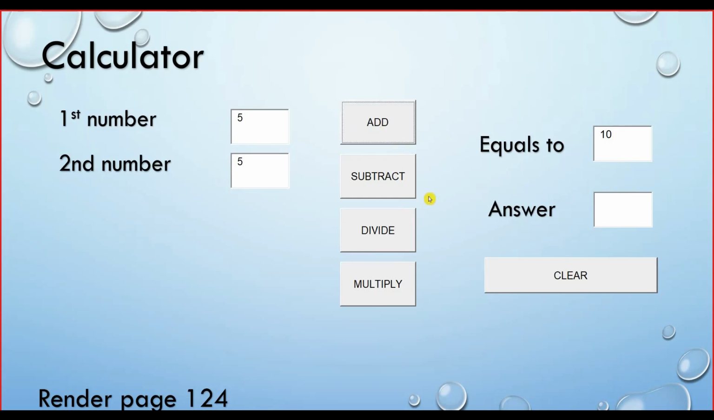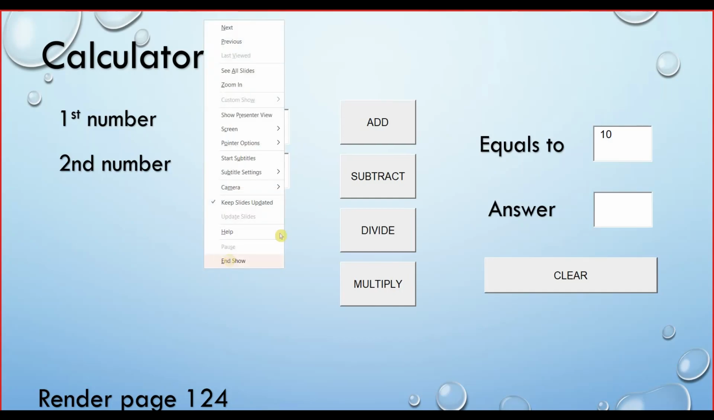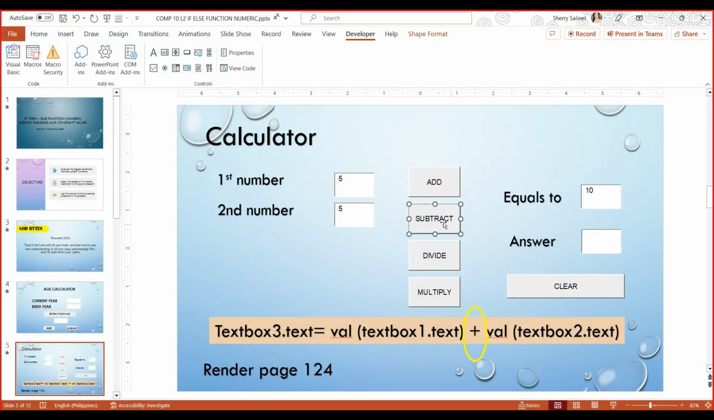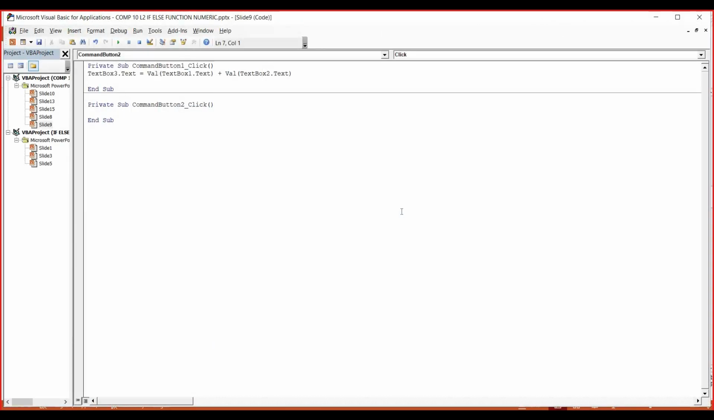What if subtraction naman? Ano pong symbol pag ginagamit ng subtraction? What is our symbol used when we do subtraction? Minus sign po. The minus sign. Or simply, on your keyboard, that is the hyphen. Okay? Or dash yung tawag nila dyan. So, let's do the same. Okay? So, we use the command button for subtract as our trigger. Okay? So, that will be text box 3.